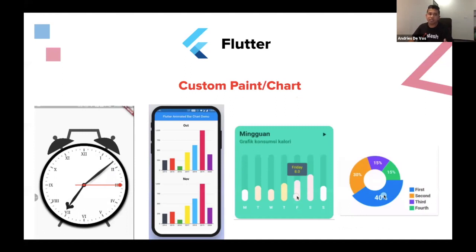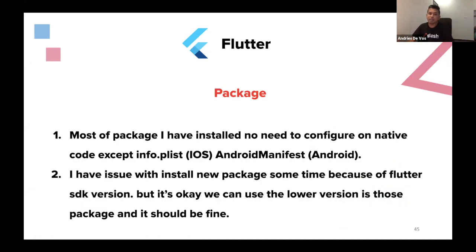For packages in Flutter, there's no need to configure all the native code except two files: the Info.plist for iOS and the Android manifest. This is because before we use, for example, the camera, we need to ask for permission in the Info.plist. But I have one issue recently. Every time I want to install a new package for Flutter, there's always an issue because the SDK on my machine is not the latest. It's okay, we can still use some packages online, but we need to lower the version a bit, and it should be fine.